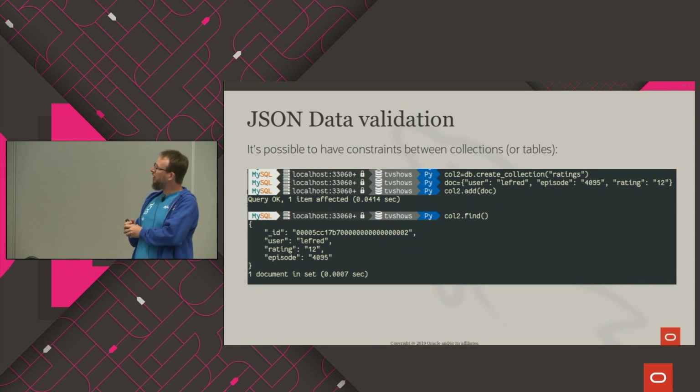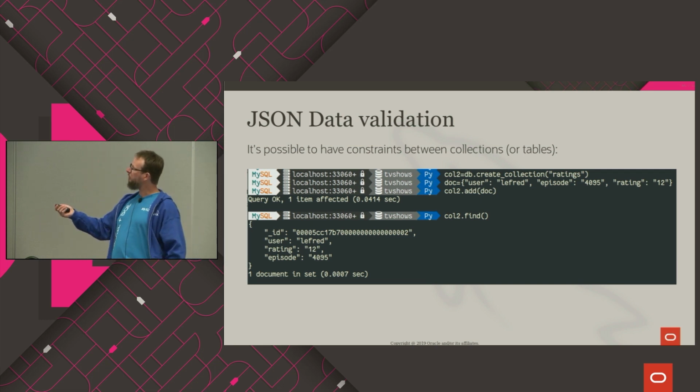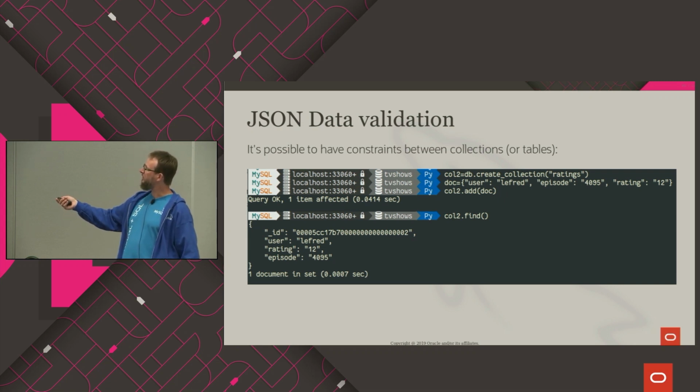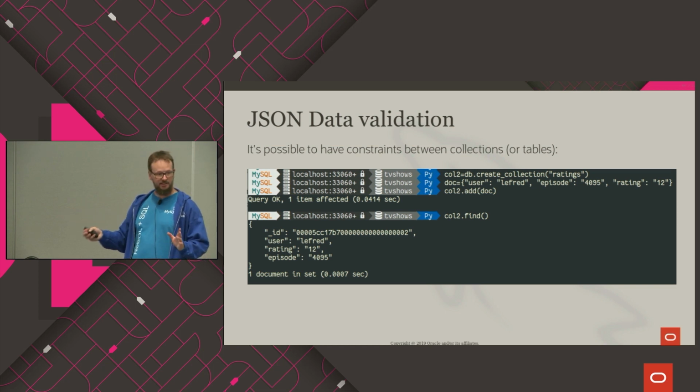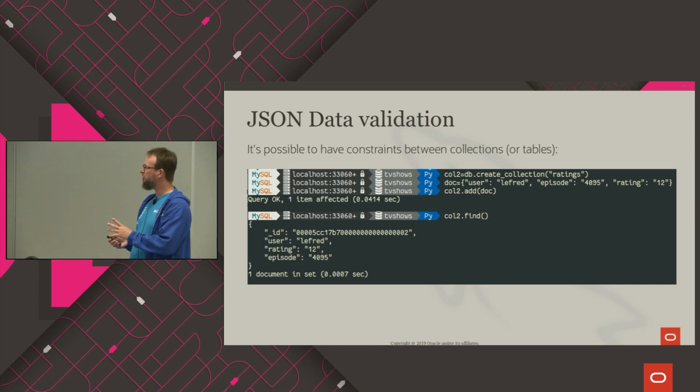And also, we can create constraints. So we can validate our data, so you can create some constraints between collections or tables. So here, I will create a collection that I will call rating. I will say, okay, the user, it's me. For that episode, I want to give a rating of 12. It's okay, so I can find it, and I see. So there is no constraint, no validation. I can put whatever I want in it.